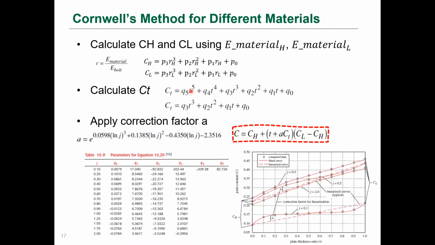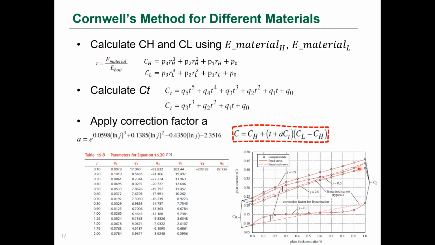You plug T in here, okay, and then you look up your coefficient for that joint aspect ratio to get your Q naught through Q in, and then what you come up with is, for a given joint where you have a high modulus of elasticity material and a low modulus of elasticity material, you get this CL and CH. And so if you plot them as a function of the plate thickness ratio, okay, then you get a line that goes between the CH that you calculate and the CL that you calculate.